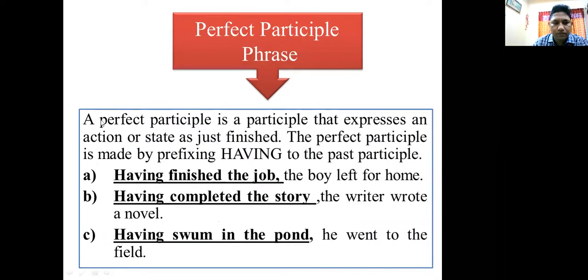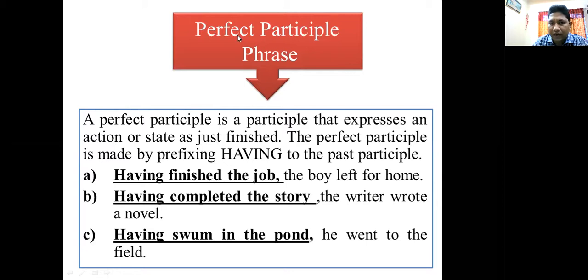Perfect participle. A perfect participle is a participle that expresses an action or a state as just finished. That means a perfect participle basically expresses an action or a state that is finished. The perfect participle is made up by prefixing having to the past participle. So you see, a perfect participle consists of having plus a verb in past participle form.